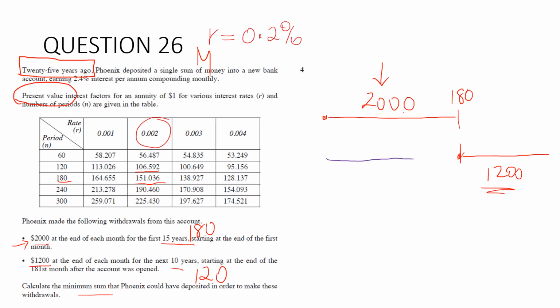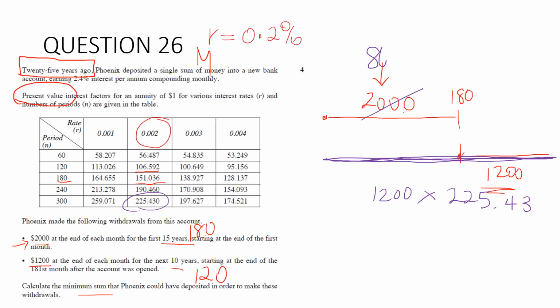Because effectively they're going to get $1,200 for the whole time, right? And so we'll do $1,200 times, it's going to be 300 months. It's this one here, 225.43. And then make this guy 800. Does that make sense? And so this one's going to be 800 times, we want 180, 151.036. And we're just going to add those two together.